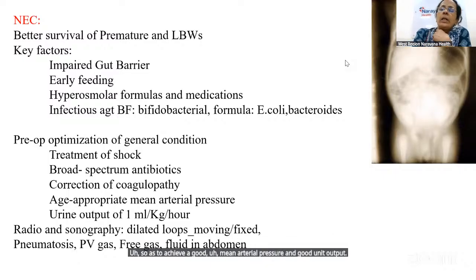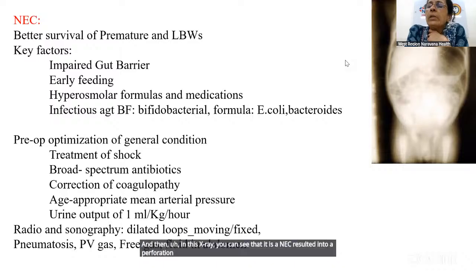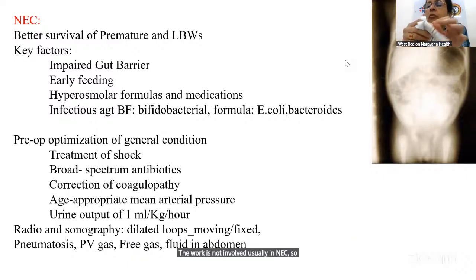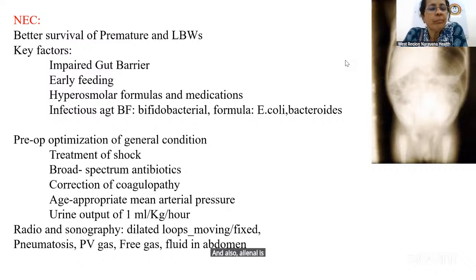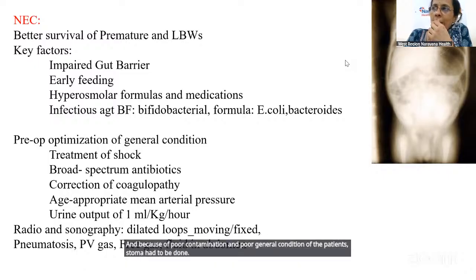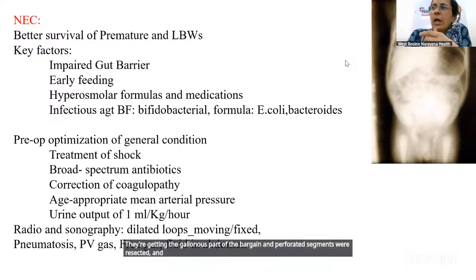And then in this X-ray, you can see that NEC resulted in a perforation with a lot of free gas under the diaphragm. So much gas, either colonic perforation or stomach. Stomach is not usually involved in NEC, so this is a baby with colonic perforation and also ileal ischemia. So this baby underwent surgery, and because of poor general condition of the patient and gross contamination, a stoma had to be done. The gangrenous part of the bowel and perforated segments were resected, and a stoma was done. As the baby recovered in 2 weeks, the stoma was closed.